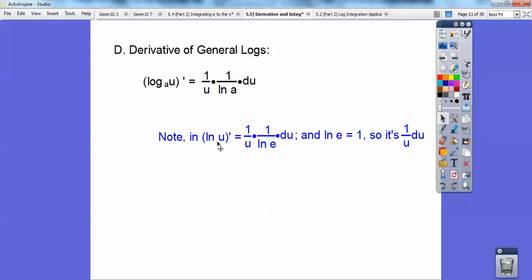You know, this is base e. Natural log is base e. So following this pattern right here, it'd be 1 over u times 1 over the natural log of this base right here, which is base e, times the chain right there. The natural log of base e is just 1, because remember, this is base e.